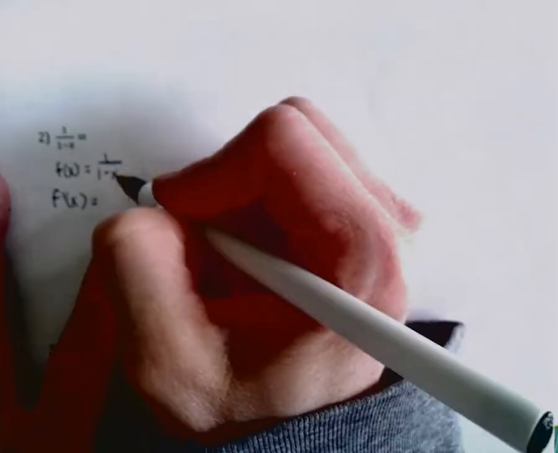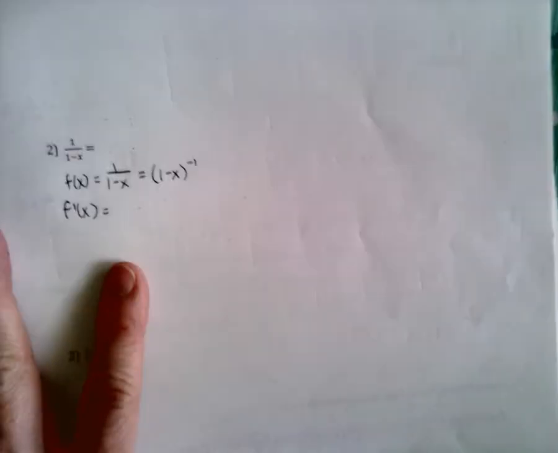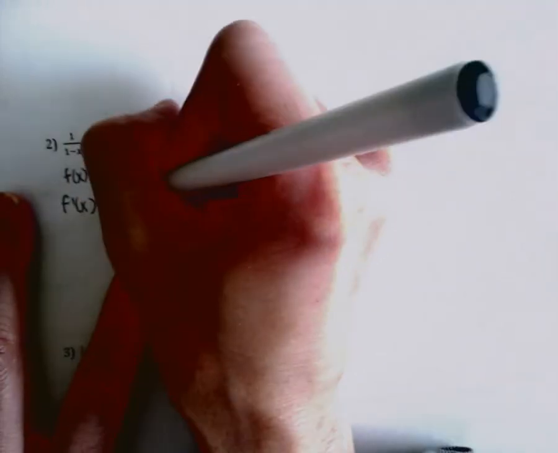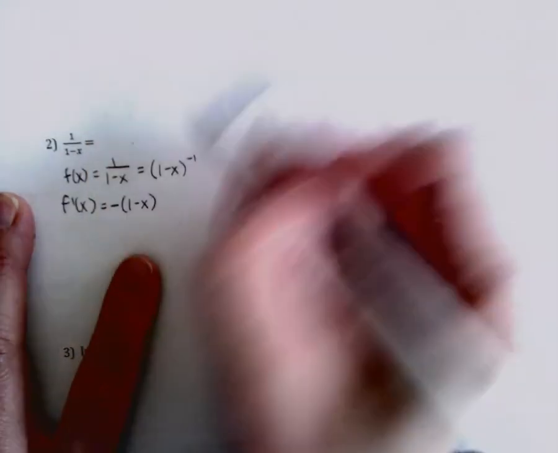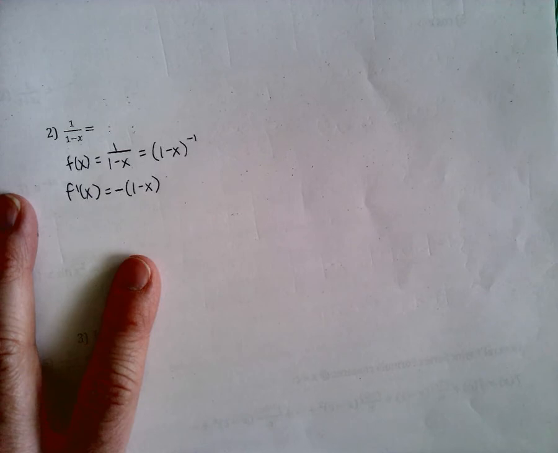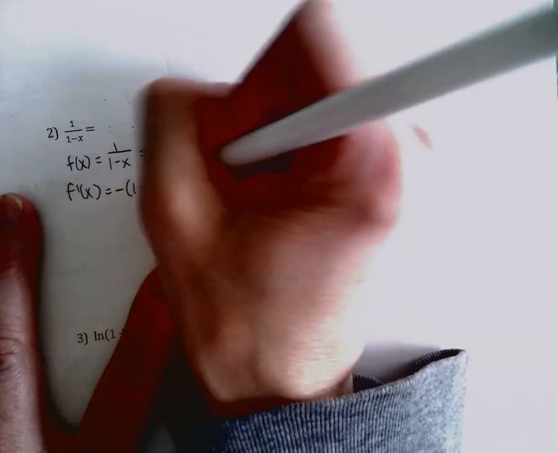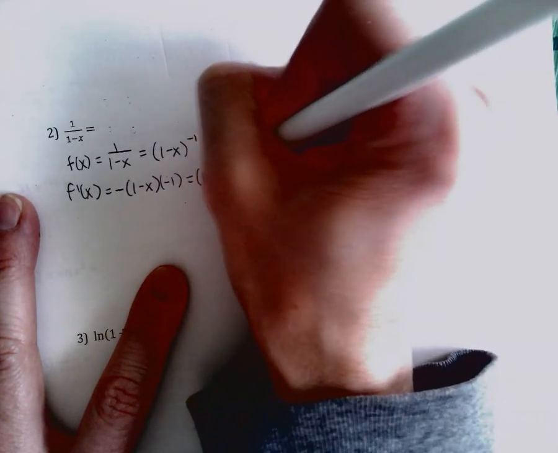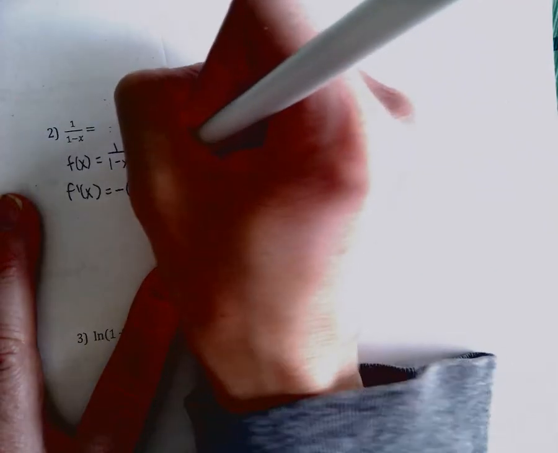So let's see. 1 over 1 minus x is the same thing as 1 minus x to the negative 1. So when we do the derivatives, let's do it like this. Think of the 1 minus x to the negative 1. So we'd have negative 1 times 1 minus x, but times negative 1 because of the chain rule. Okay, so times another negative 1. So it actually ends up being positive 1 minus x to the negative 2.